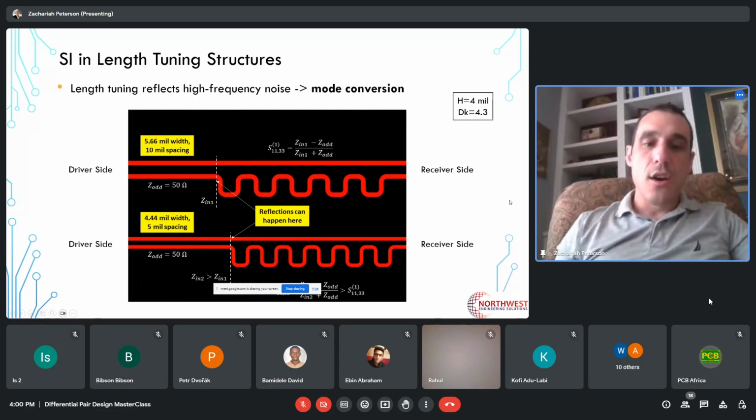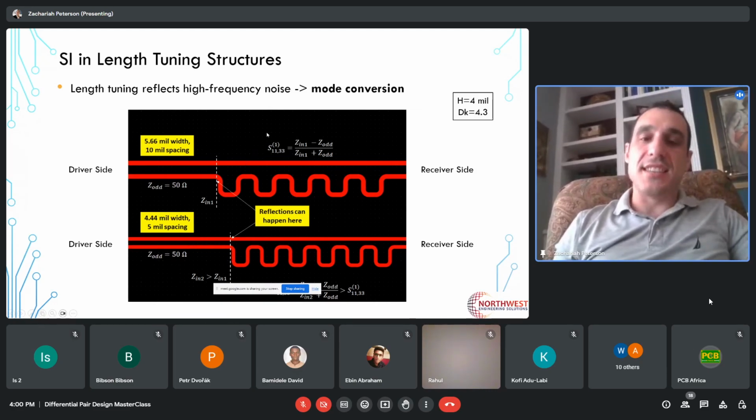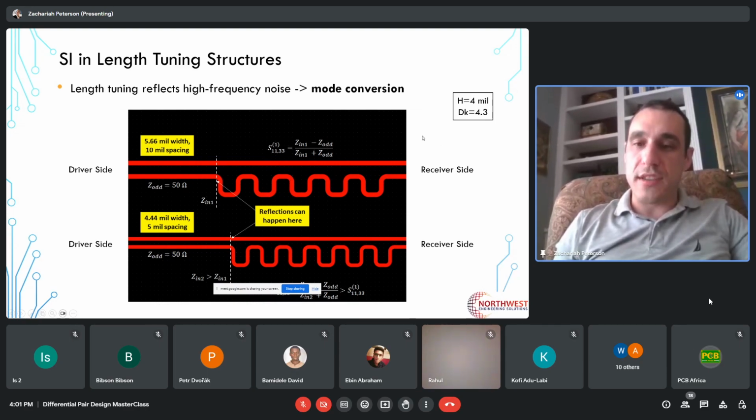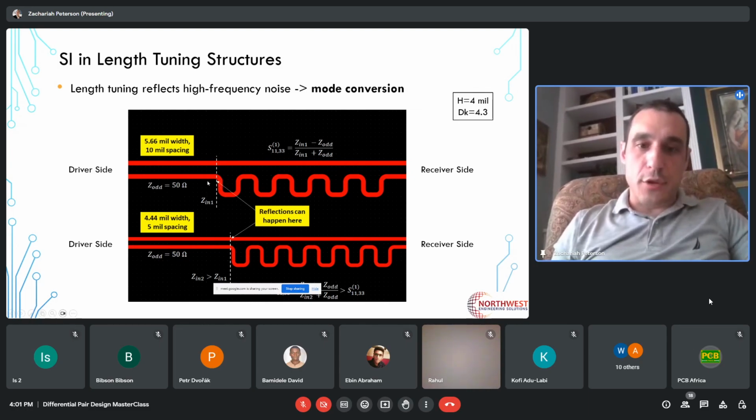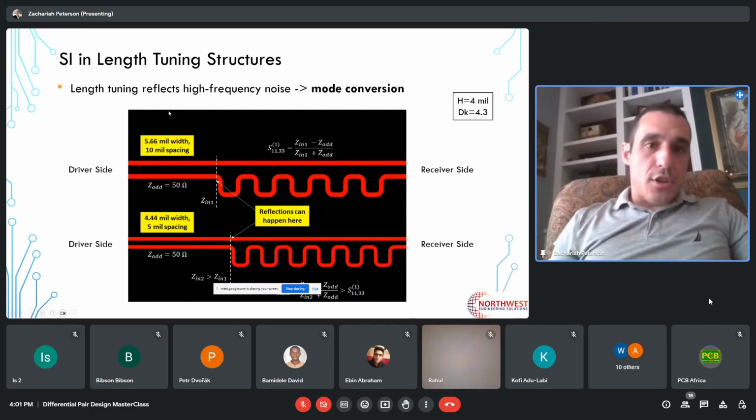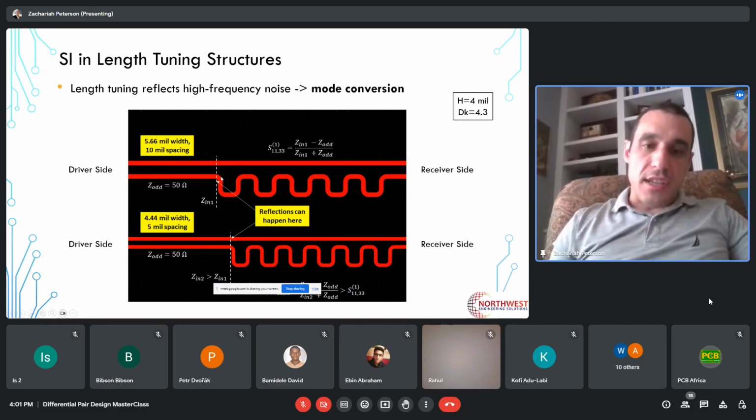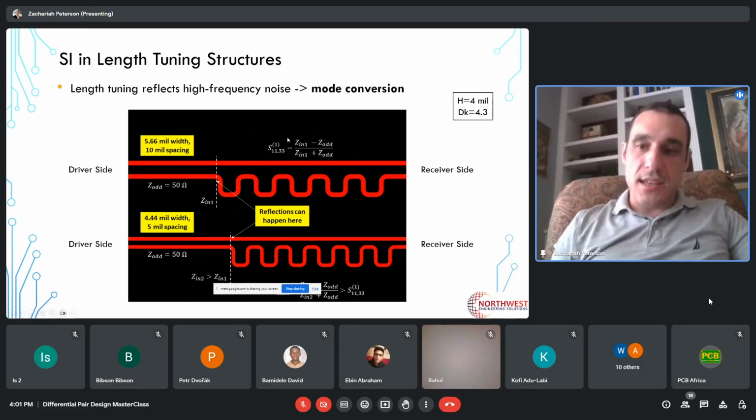Next, what happens in length tuning structures when you have those reflections? Well, you will then see this in the differential S parameters, okay? The differential S parameters are defined in terms of differential receiver side versus the differential driver side. Here, the differential receiver side is basically this entire load, and the input side is located here on the left, okay? First, we have reflection at high frequency. That's one reason that we'd like to keep these length tuning structures short.